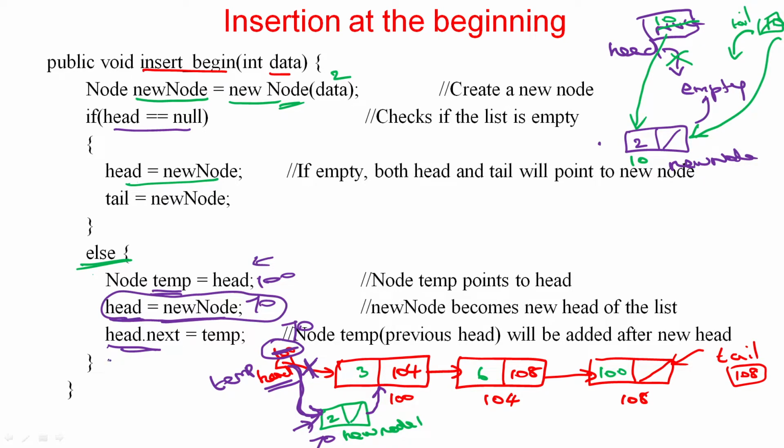So 70 dot next means the new node dot next. New node dot next is indicating the temporary, which now has the address 100, the previous first node. So this link will be created, and 100 will be written here. This is the way to insert a node at the beginning of the list.